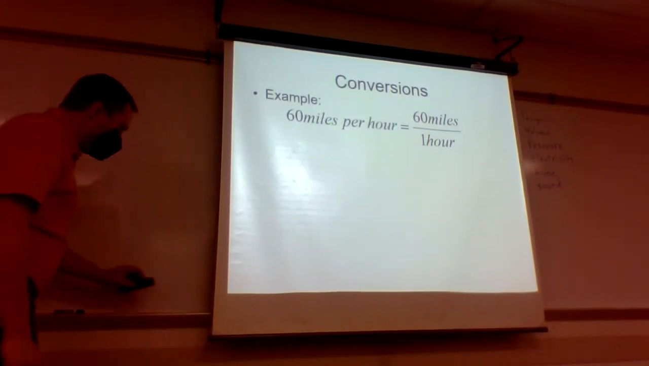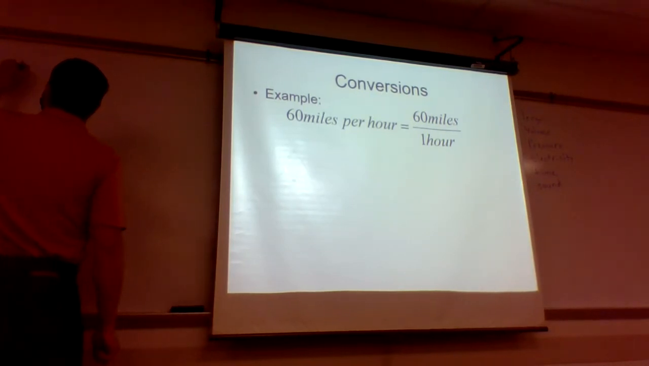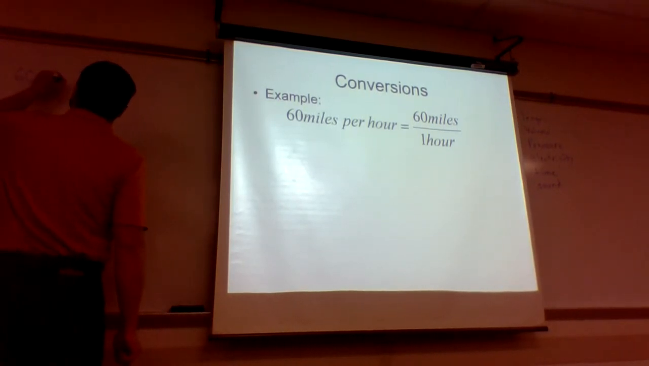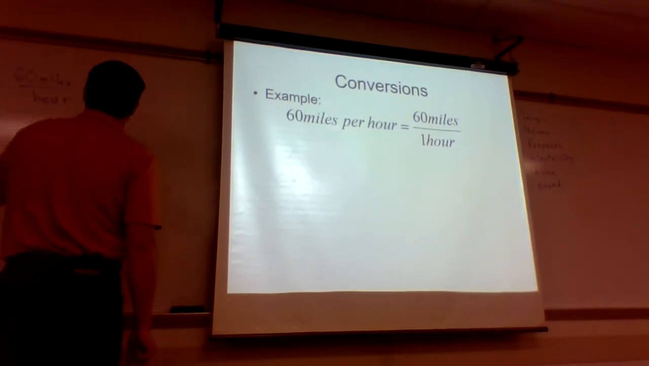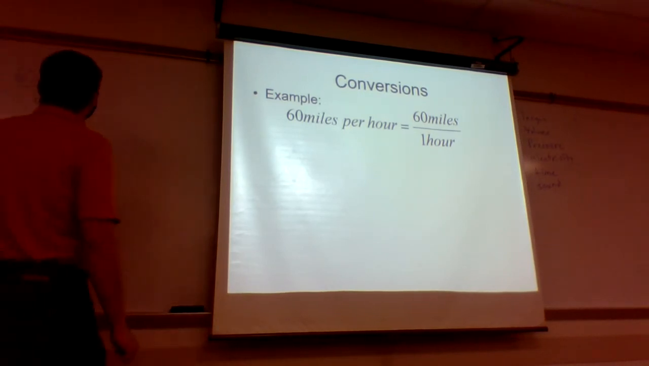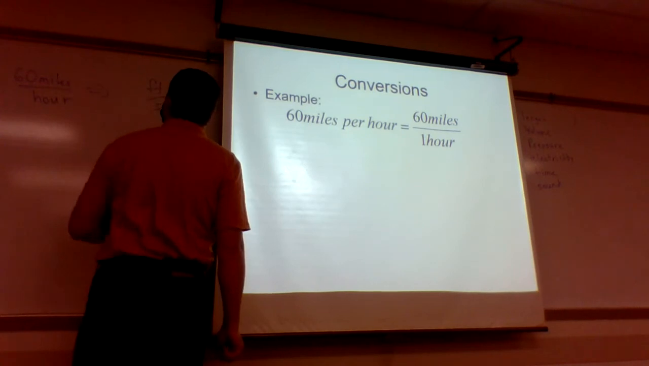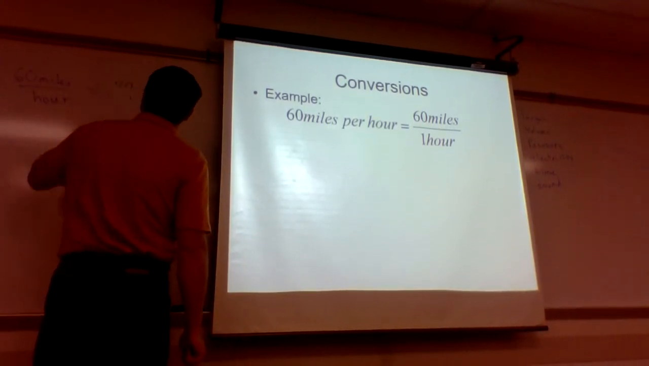All right, so if we talk about speed, we talk about 60 miles per hour. All right, 60 miles per hour is the same as saying I'm traveling 60 miles for every hour. 60 miles divided by an hour. Okay? Now, how do I go from here? I want to go from here to feet per second. How do I do that?